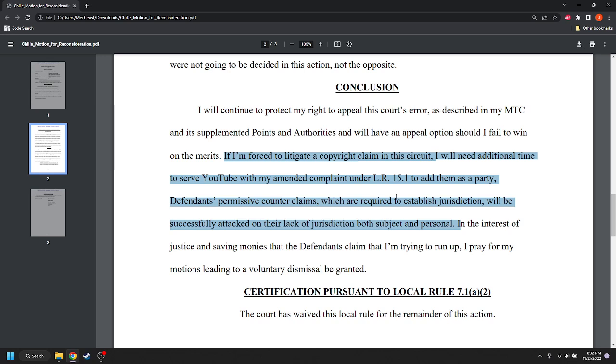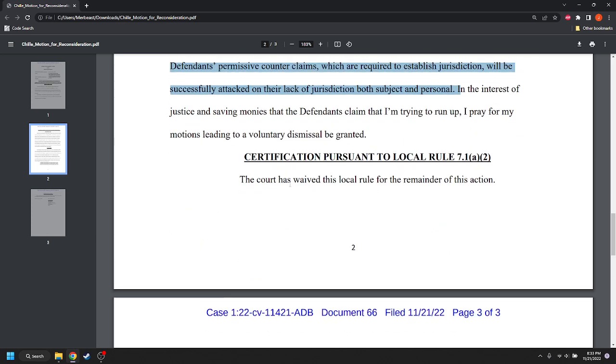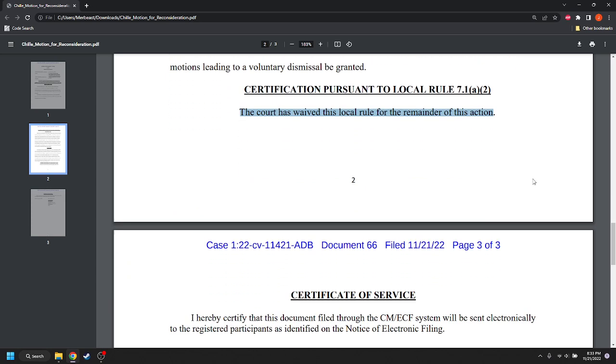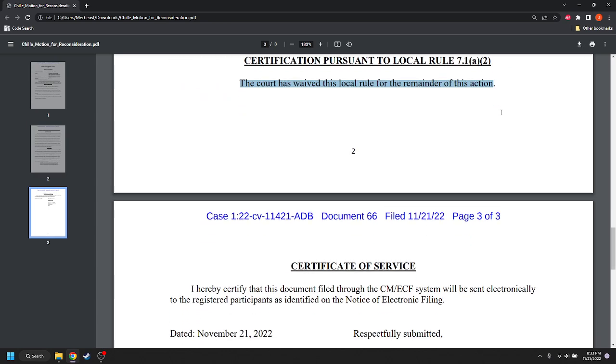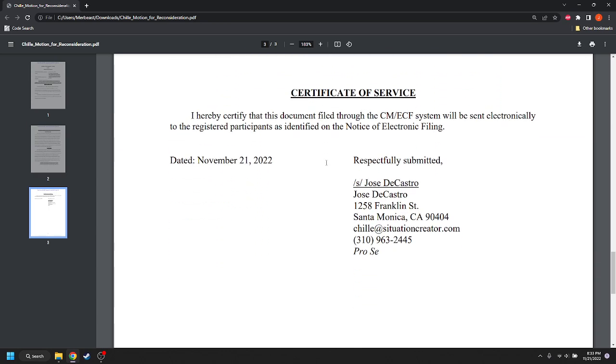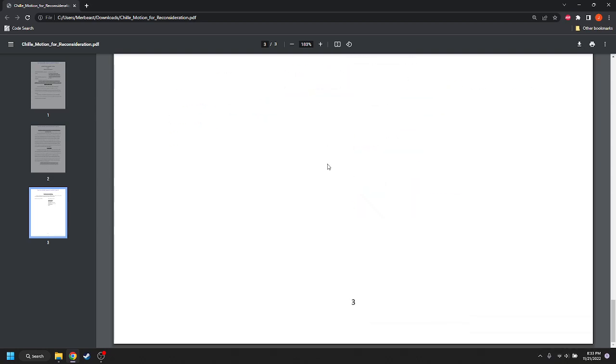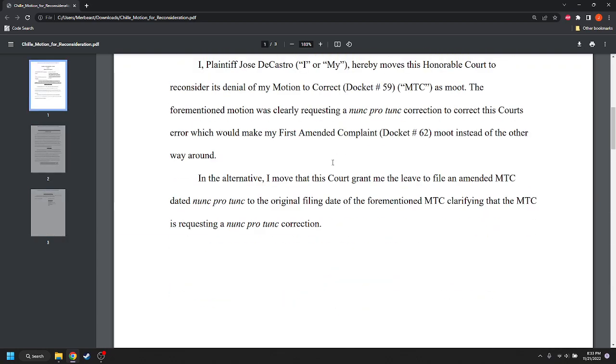"In the interest of justice and saving monies that the defendants claim I'm trying to run up, I pray for my motions leading to a voluntary dismissal be granted." The court has waived the local rule, that's the requirement to meet and confer before filing a motion. The court waived that. And the certificate of service. And that's it. So anyway, there you go.